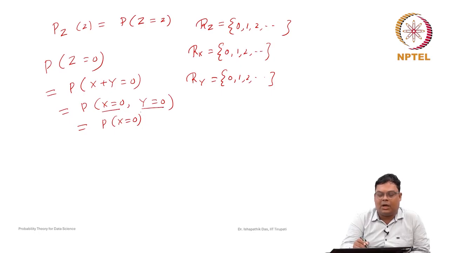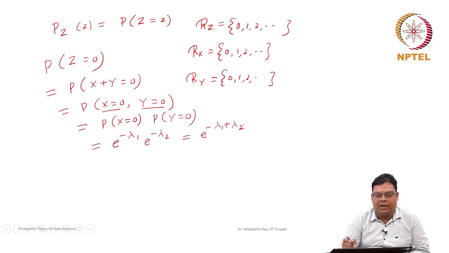This will be discussed more clearly when we discuss bivariate random variables, but you can consider this as event A and this as event B, and the comma means A intersection B. The probability of A intersection B is nothing but the probability of A times the probability of B, so here we are also using this property. So this is the probability of x equal to 0 times the probability of y equal to 0. The probability of x equal to 0 is e to the power of minus lambda 1, and the probability of y equal to 0 is e to the power of minus lambda 2, so this is e to the power of minus (lambda 1 plus lambda 2).